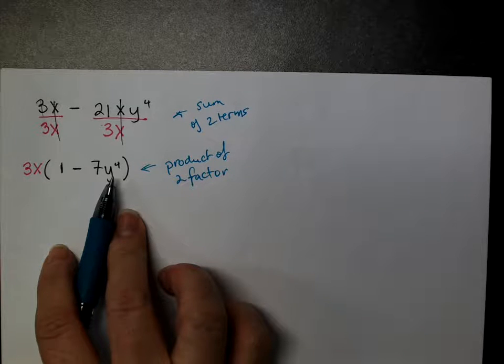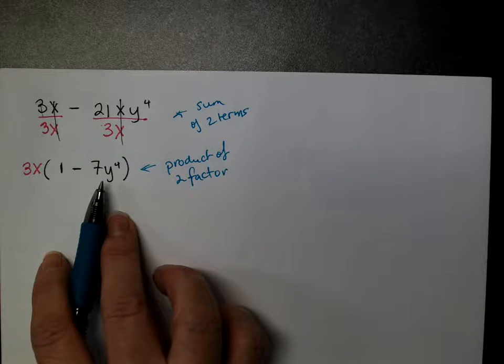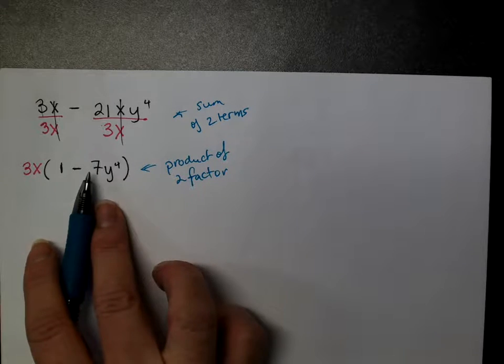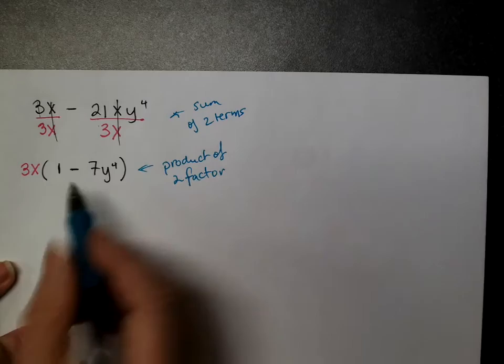Okay? So I'd have to ask myself, wait, I still have an exponent, but as we move forward, you'll see that's not something that stops us. It's a binomial, so maybe it's a difference of squares. Well, y to the fourth is a perfect square, but 7's not. So you're done. Okay, so that is prime.